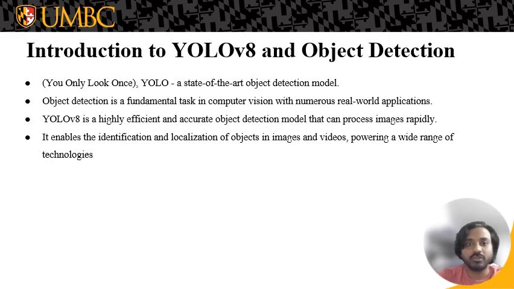Introduction to YOLO V8 and object detection. YOLO is a state-of-the-art object detection model. Object detection is a fundamental task in computer vision with numerous real-world applications. YOLO V8 is a highly efficient and accurate object detection model that can process images rapidly. It enables the identification and localization of objects in images and videos, powering a wide range of technologies.